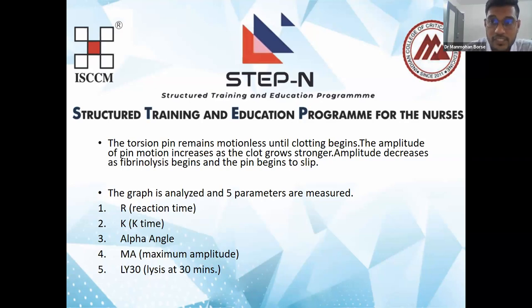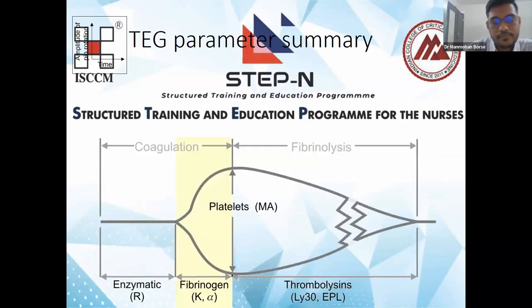So we measure five parameters in TEG. What are those five parameters? R time, K time, alpha angle, maximum amplitude and lysis at 30 minutes. Okay, so as I said, the R time is the beginning of your clot formation. The pin will be static, and that will be reflecting the beginning of the clot formation. K and alpha will reflect the rapidity, how fast the clot begins to form. Okay, and the MA will reflect the maximum amplitude, that will reflect the strength of the clot. And lysis at 30 will reflect the thrombolysis.